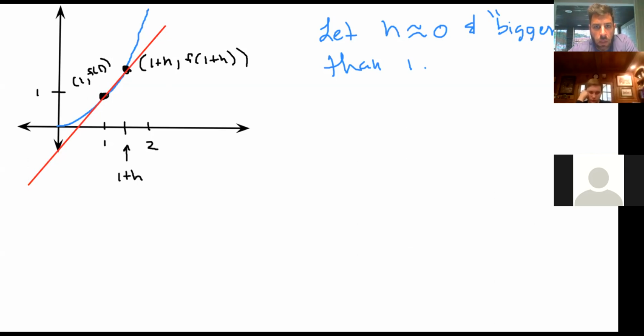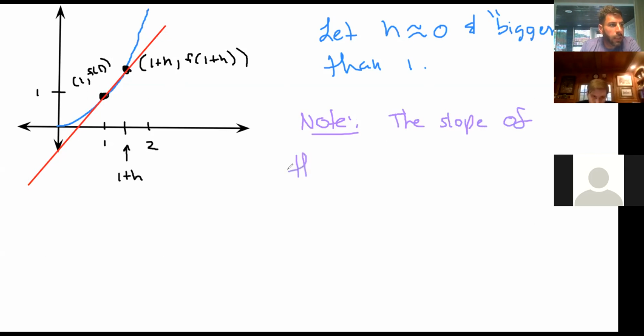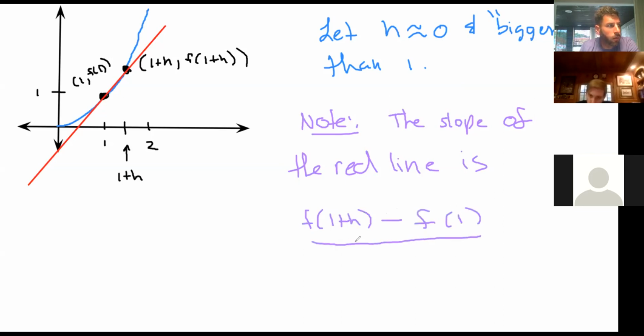So here's the key observation, and this is why this is important. Note the slope of the red line is, you'll remember the equation of a slope, the difference in the y value, so it's f evaluated at 1 plus h minus f evaluated at 1, all over 1 plus h minus 1. And if you cancel out the 1 and the minus 1, which add up to 0, you'll get the difference quotient.